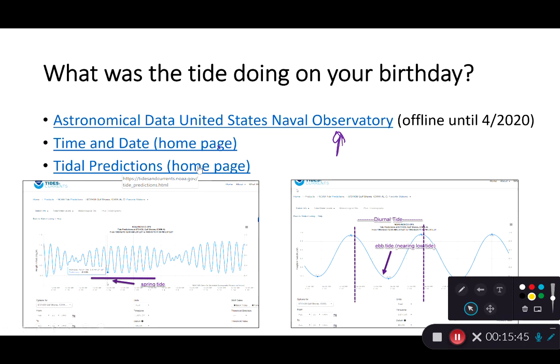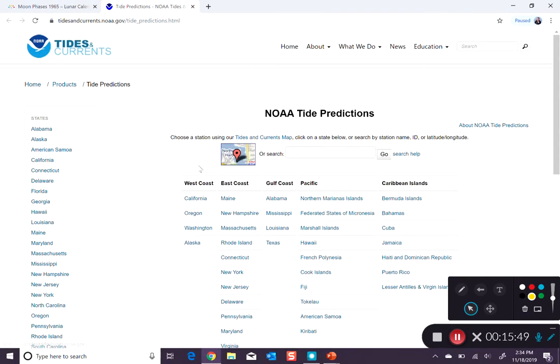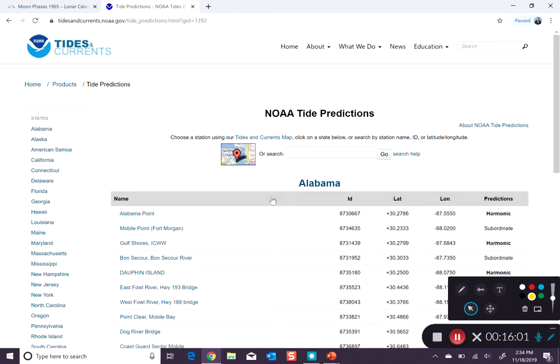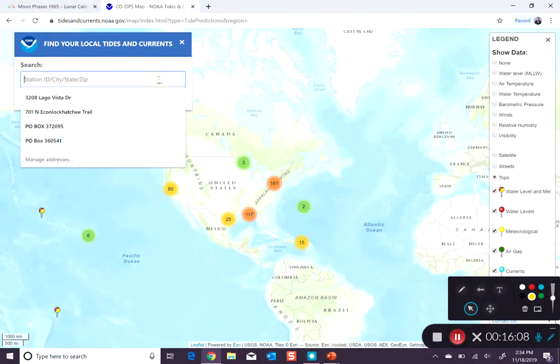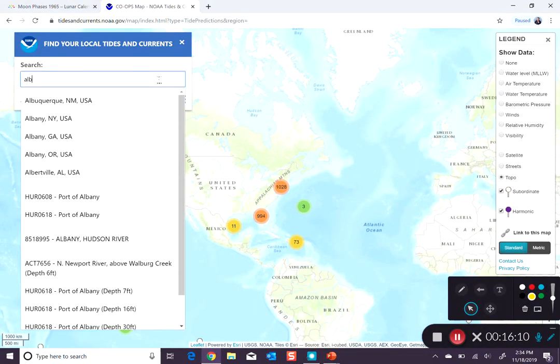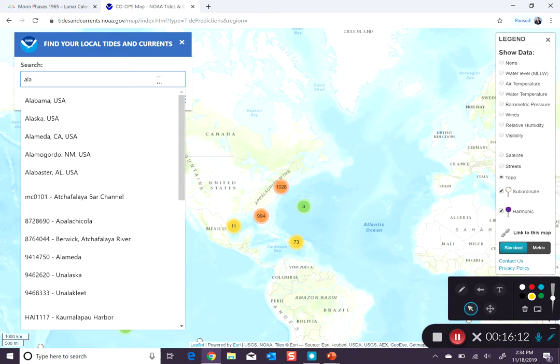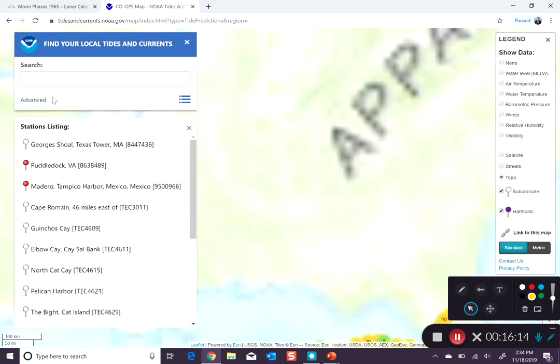So what I want to do now is look at what the tide was doing. I'm going to click on Tidal Predictions. When you go to Tidal Predictions, I've had you go to the original place where you can pick your state by the map or by its location along the coast. I was born near Alabama, and just to see my choices, I'm going to click on the map right here. When you do that, you come up here and say Alabama, A-L-A, USA.